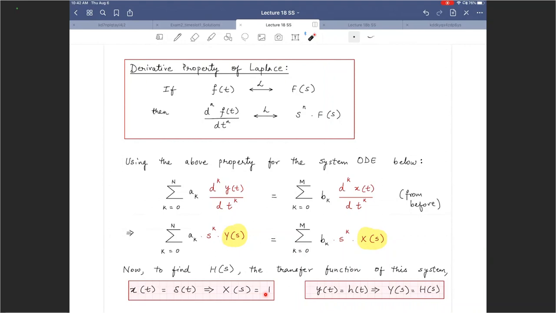So we would plug in X(s) with a 1 there, and Y(s) is being substituted by H(s). Because if the input is delta, the output will be the impulse response. And if the output is the impulse response, am I stuck here?